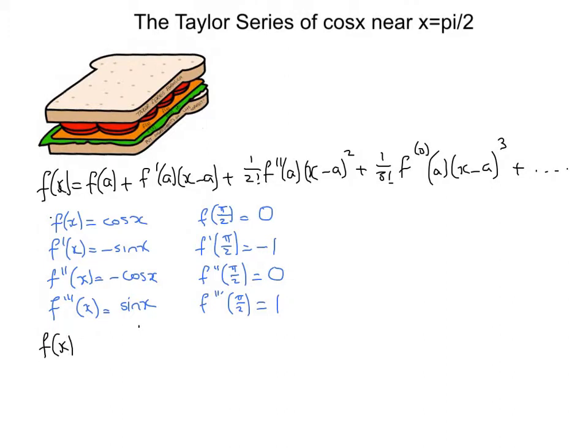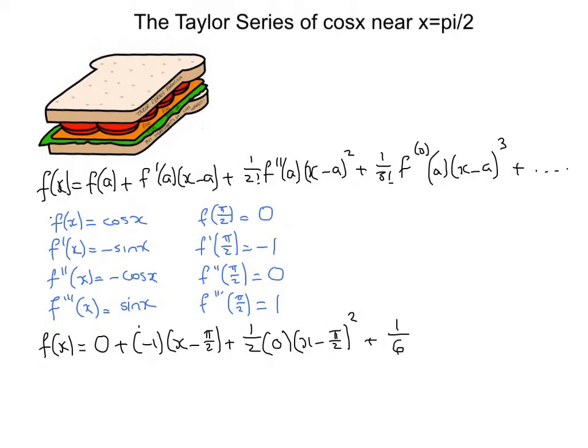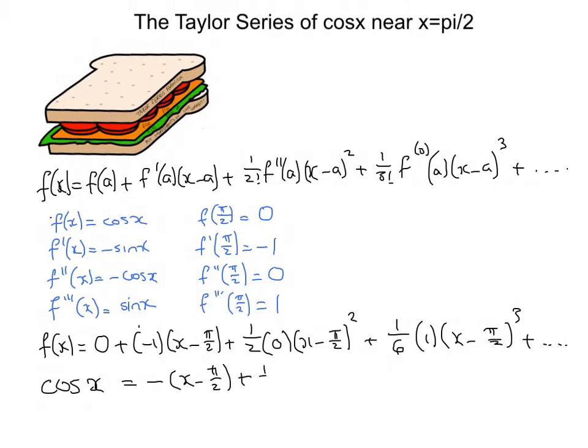f of x equals f of a, 0, plus f primed of a, minus 1, times x minus a, which is pi by 2, plus 1 over 2 factorial, then the second derivative at the point a is 0, so x minus pi by 2 squared is going to disappear, plus 1 over 3 factorial, 3 times 2 is 6, then we've got the third derivative at the point pi by 2, which is 1, times x minus pi by 2 cubed, plus... Tidying that up and remembering this thing about the left hand side equaling the actual function, so cos x, not f of x, we end up with minus x minus pi by 2 plus 1 over 6 x minus pi by 2 cubed.